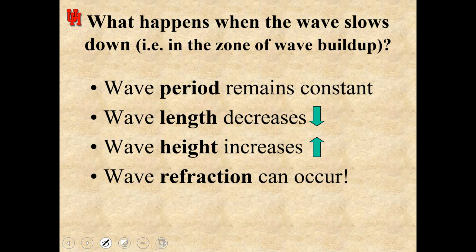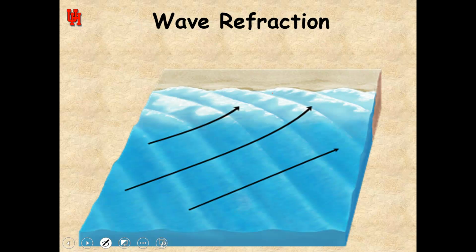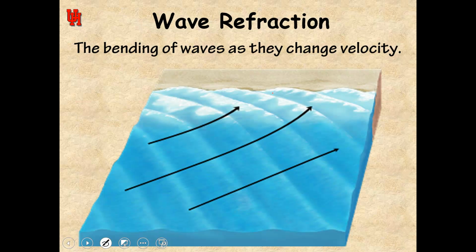So what happens here? Well, it turns out the period remains constant. It's the one conservative value that we have. The height of the wave is increasing as it slows down. Because it's slowing down, the wavelength, or spacing of the wave crests, decreases. And because the velocity is decreasing, wave refraction can occur. Wave refraction, you'll remember from our discussion of seismic waves, is the bending of waves as they change velocity. So here they're going fast, and here they're going slow.